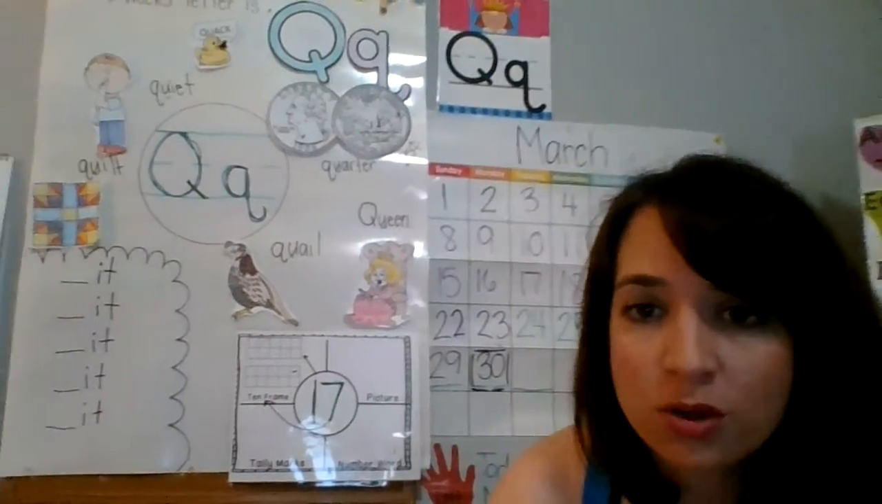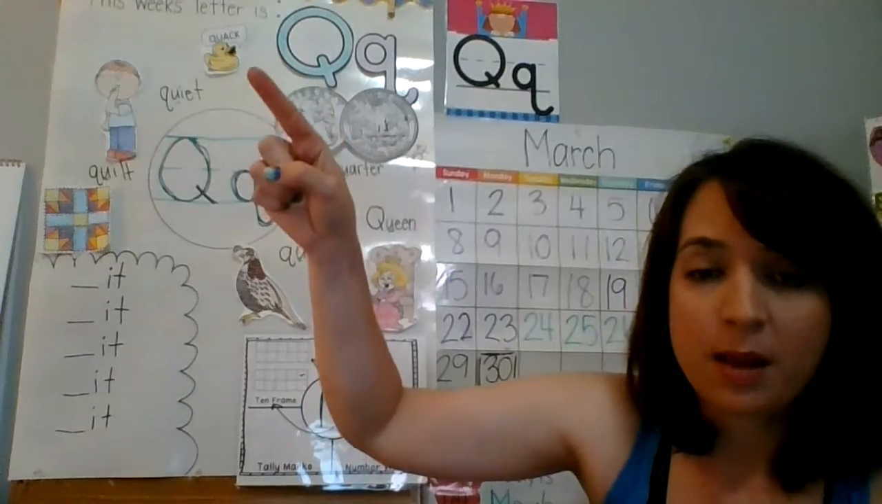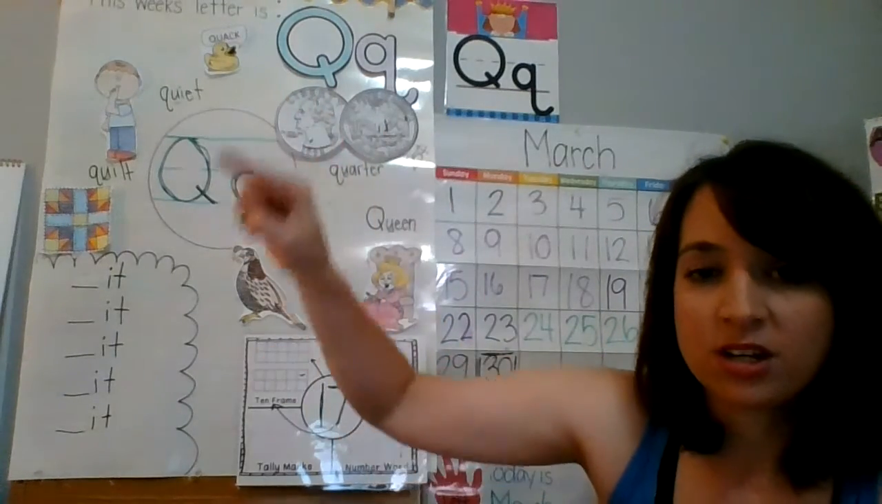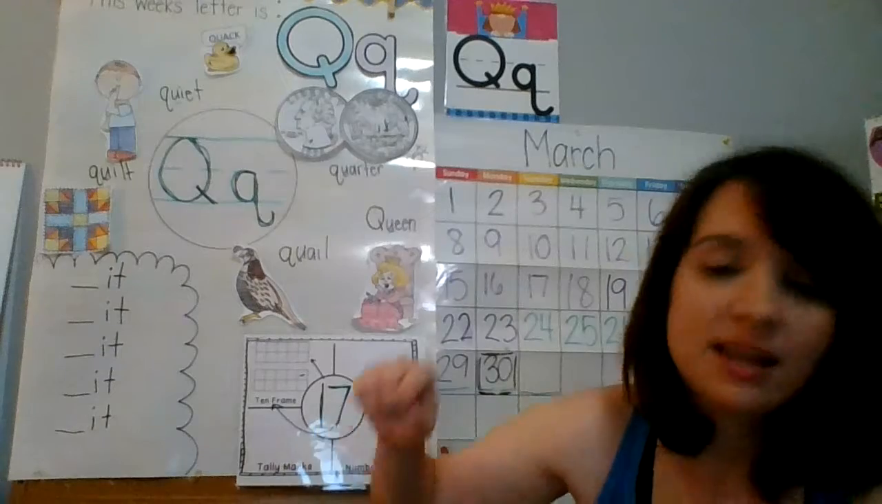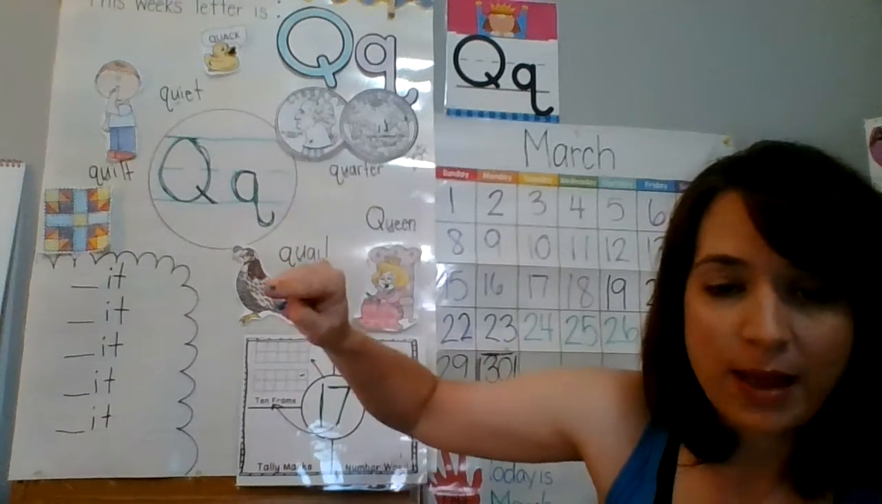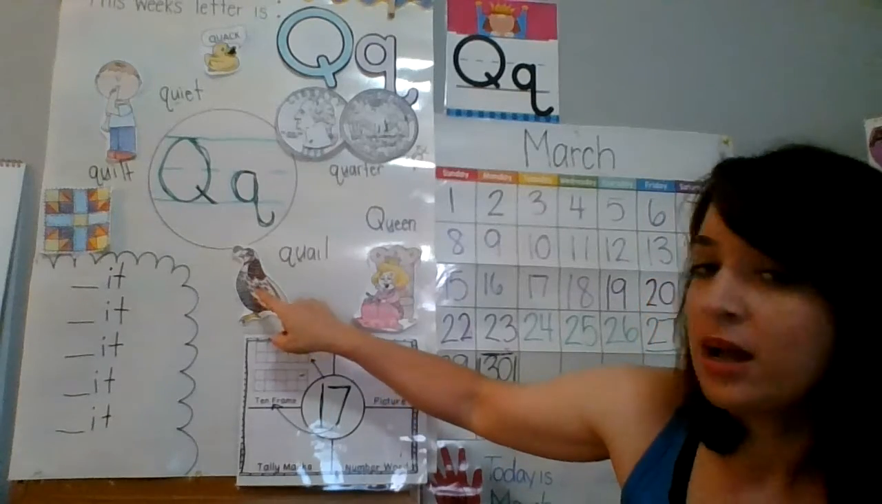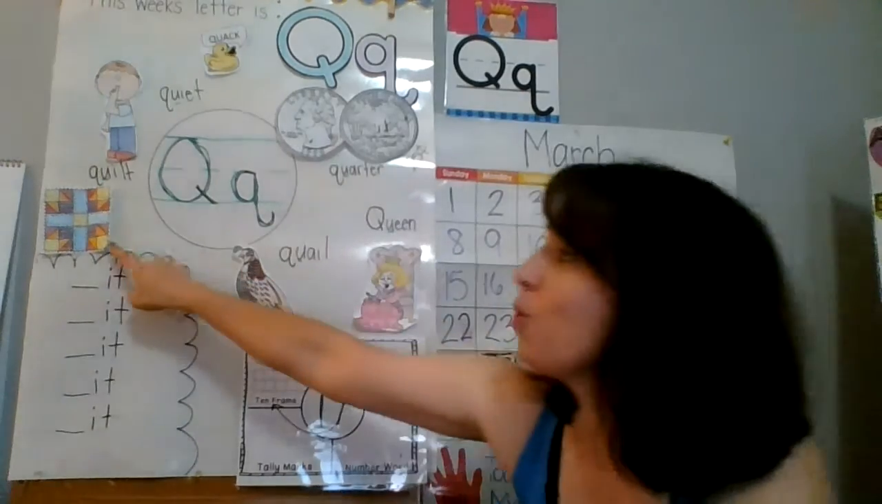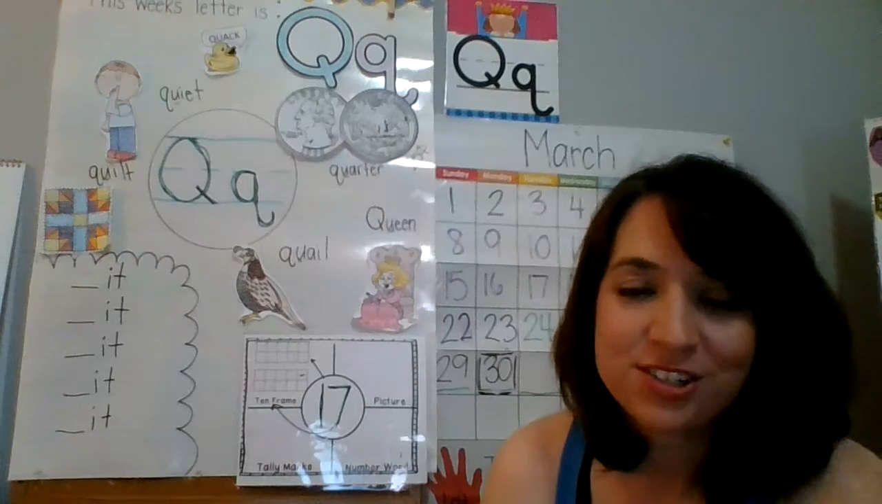So let's look at our Q words again. Can we write them in the air? A big Q is a big circle, kick out. And a little Q, a little circle, down, and kick backwards. Like a quail and quilt from our story.